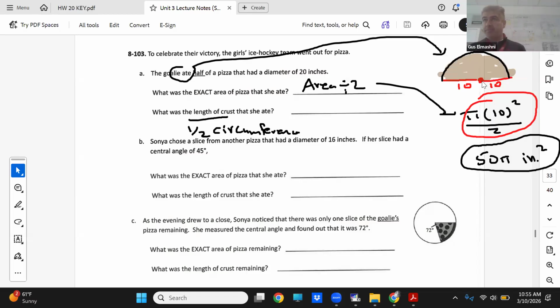Now the crust. We know how pizza works, right? Is the crust the inside of the pizza or the outside of the pizza? Outside, right? Does that count as the crust? What counts as the crust? Exactly, that's what they're asking. So just half the circle. Half the circumference, exactly.